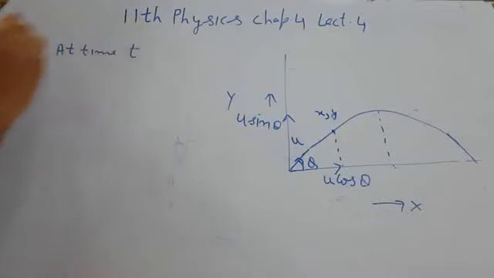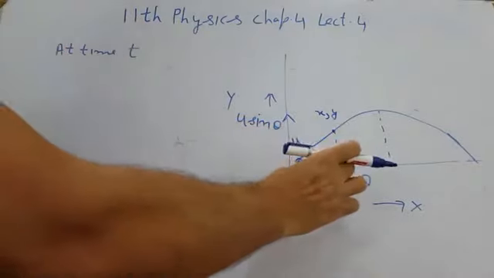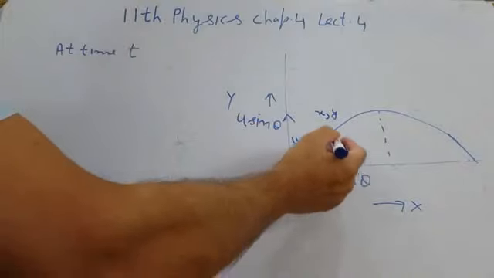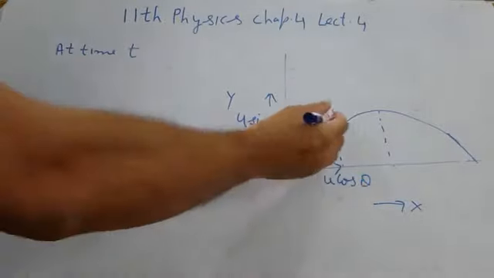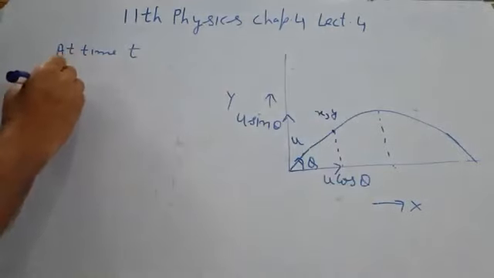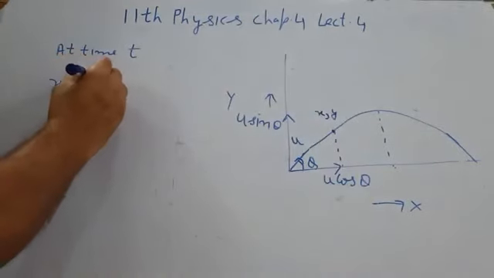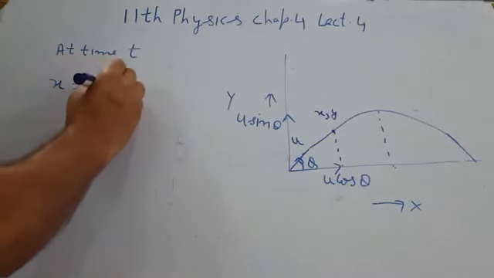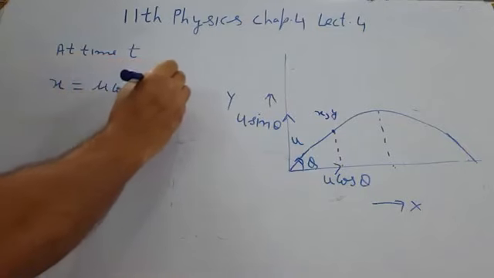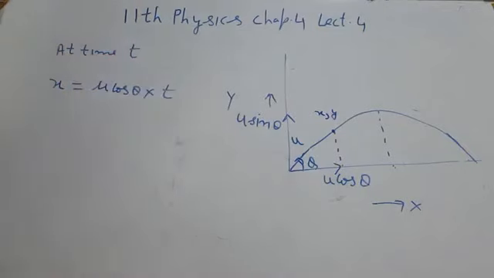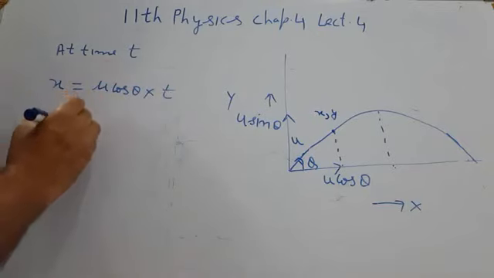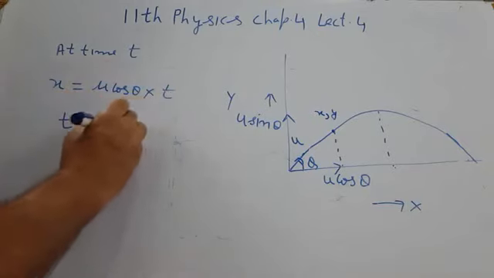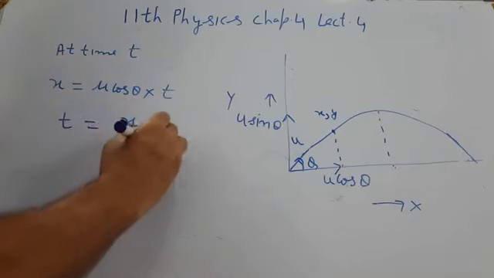A time t. What will be that distance? Along x-axis there is no opposing force. So this distance x will be horizontal component u cos theta multiplied by time. Velocity is constant, so that velocity multiplied by time will be distance traveled. Or from this equation you can find out what will be t. T will be x upon u cos theta.